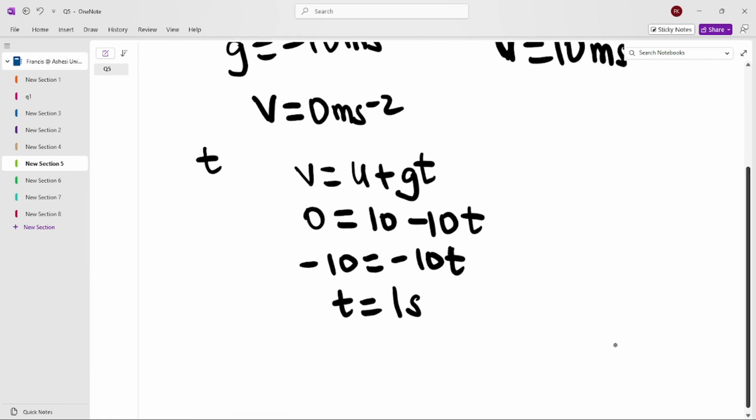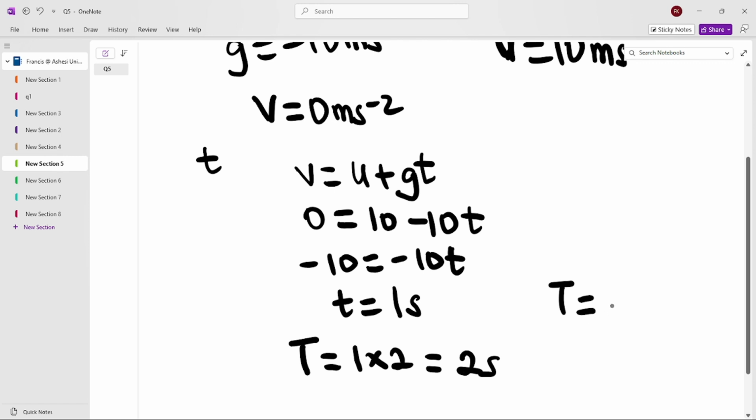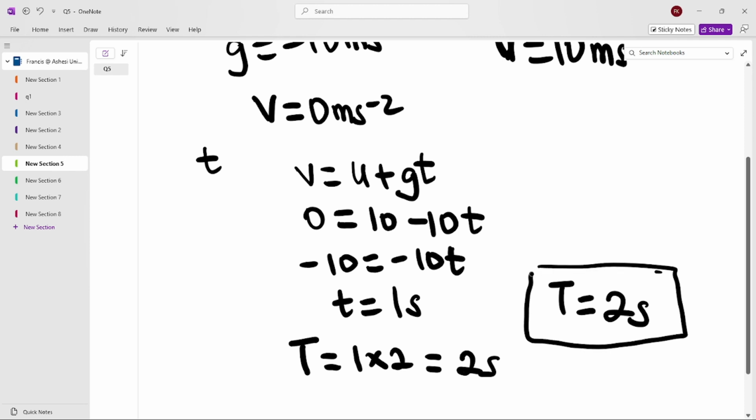Is that all? The answer we get, we multiply it by 2. So the big T will be equal to 1 second times 2, which is 2 seconds. So this is the time of flight or time spent in the air: 2 seconds.